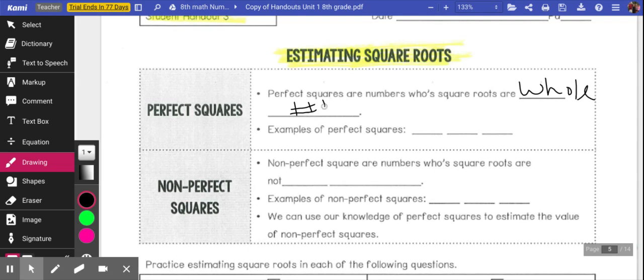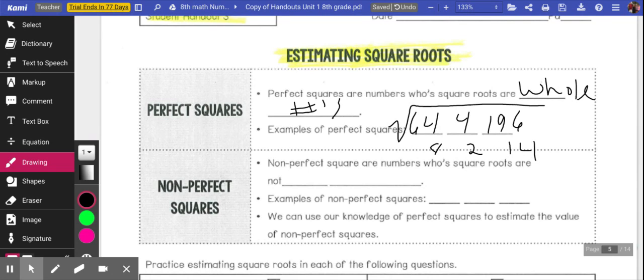I'm going to use the number sign. Examples would be like 64 or 4 or 196. Because when you take the square root, I'm just going to put the square root sign over all of them. You have 8, which is a whole number, 2, and then if you look on your paper in the front of this unit, 196 is 14. So those are all considered perfect squares.